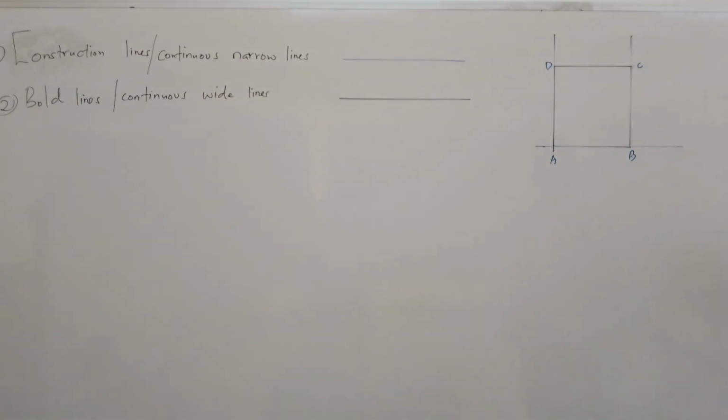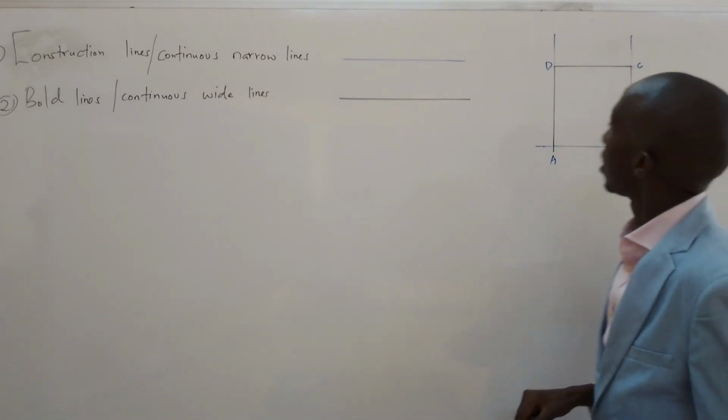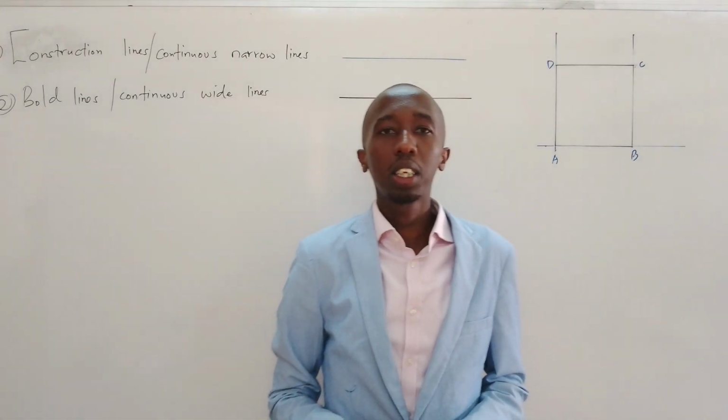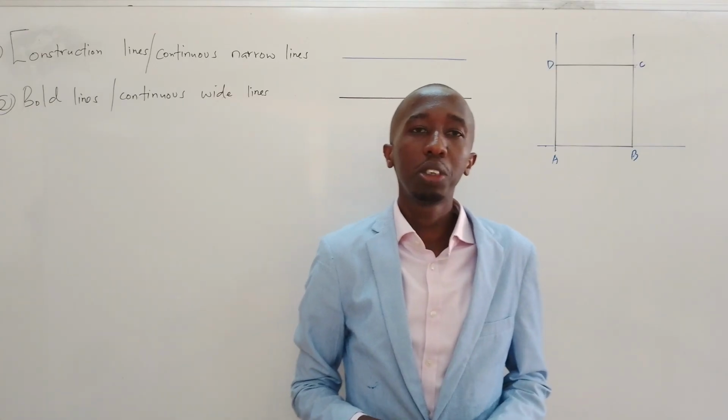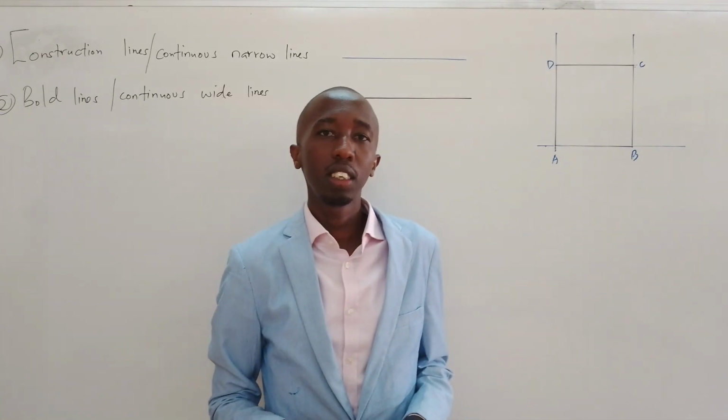And in that case, I've explained the continuous narrow line and the continuous white line. In the next video, I'll be dealing with the other two lines, that is continuous broken lines and continuous dashed dotted lines.